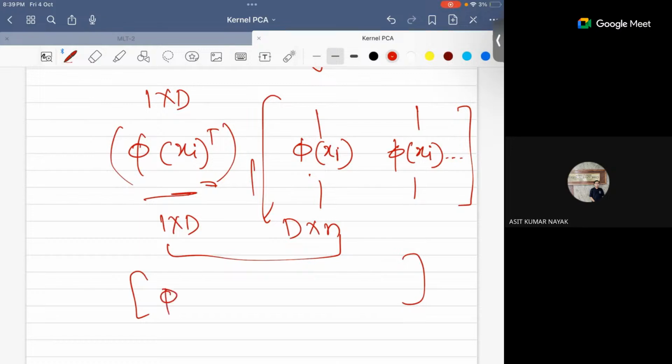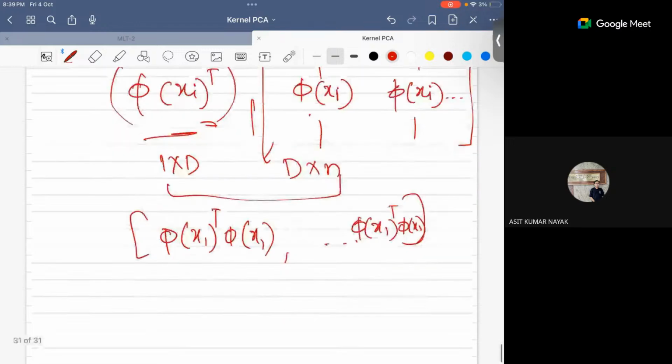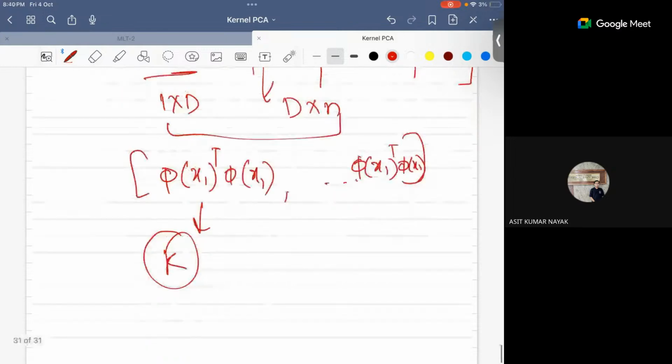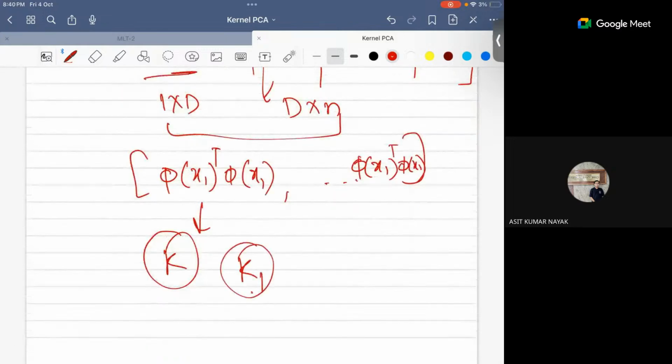So you'll be getting phi of x1 transpose phi of x1. Similarly, phi of xi transpose phi of xi. And this you can get from the K matrix, correct? So this will be K1. You can just write it as K1. Why K1? Because this is the first row of your kernel matrix. Correct?